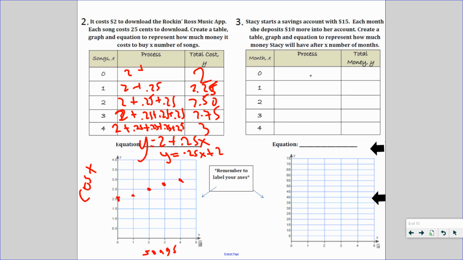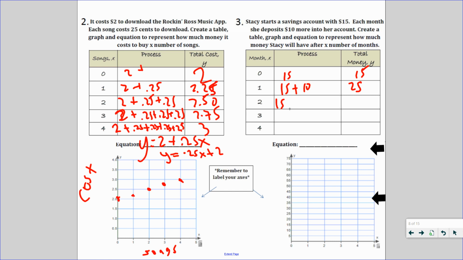So she starts with $15. Each month she deposits $10 more into her account. Create a table, graph, and equation to represent how much money she will have after x number of months. So after 0 months, she has $15. After 1 month, she puts $10 more, so it's $25.